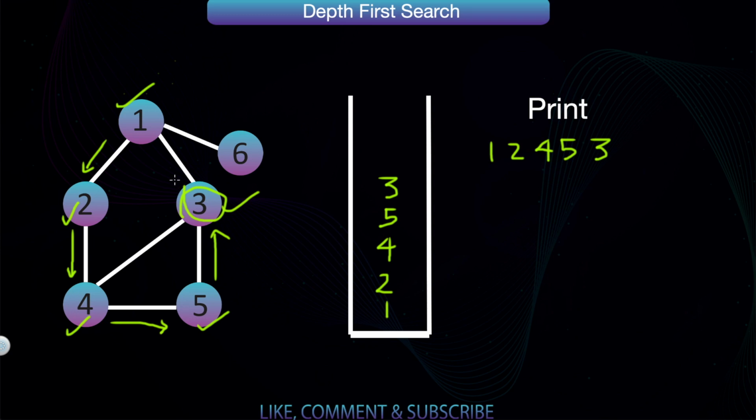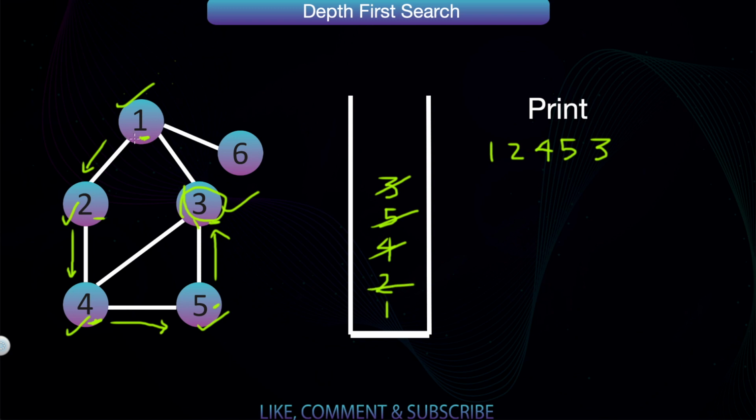So we then backtrack. How do we backtrack? We look at the stack and we pop the node whose neighbors are all visited. So we pop 3. Similarly we pop 5, as 3 and 4 are visited. Then we pop 4, as 2 and 5 are visited, and 3 also. And then we check 2: 1 and 4 are visited, so we pop 2.